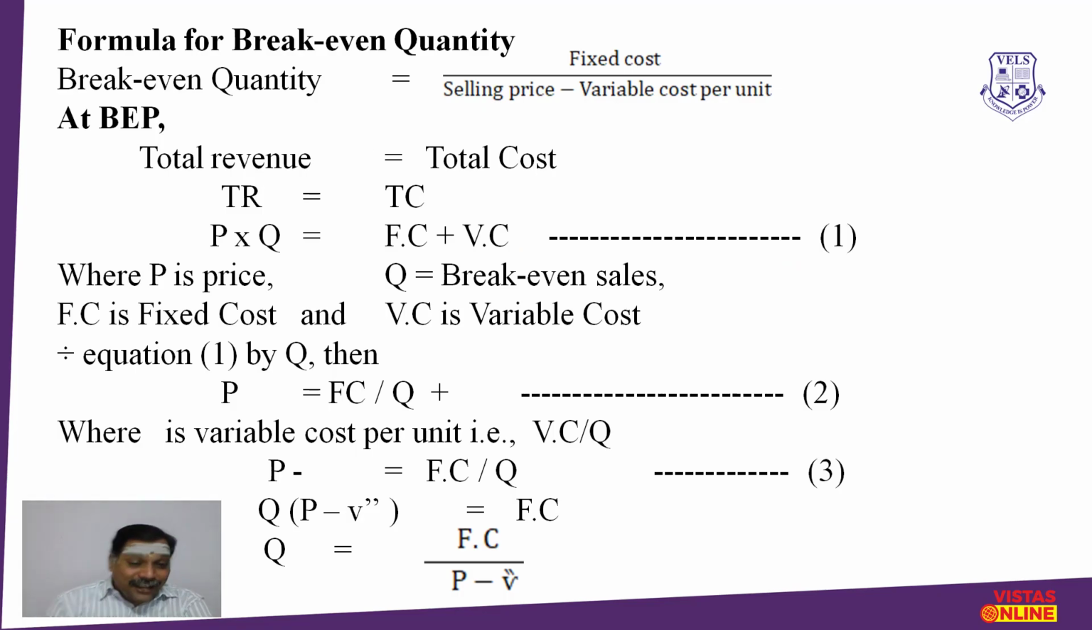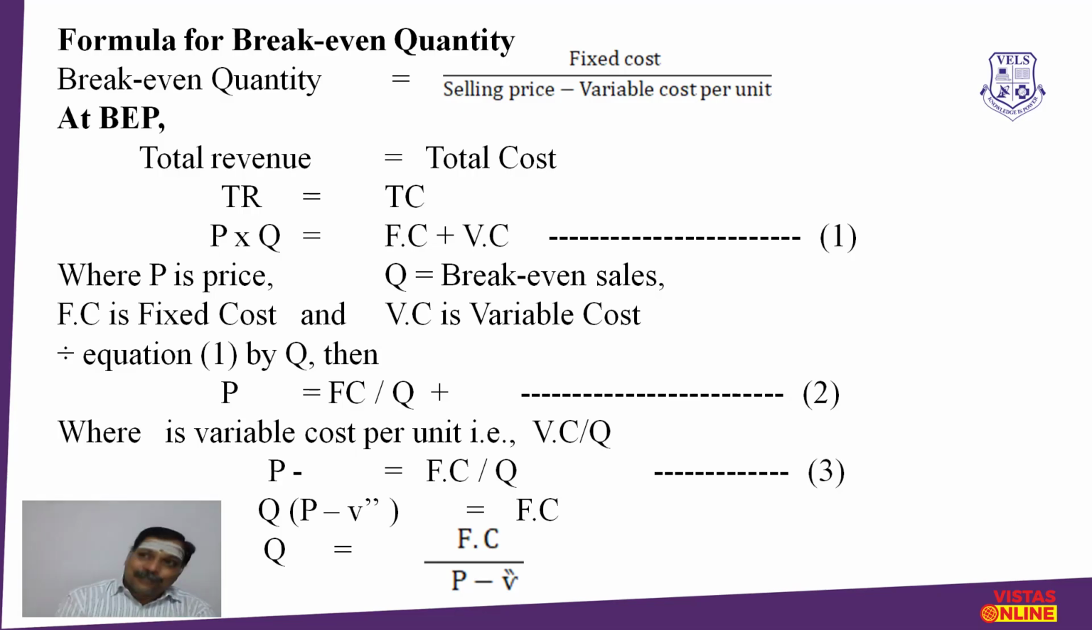How can we derive it? We already know the break-even quantity: fixed cost divided by P minus V bar, that is selling price minus variable cost per unit. So how can we derive that particular formula? Imagine at the break-even point, the cost and the revenue are equal. So total revenue equals total cost, that is TR equal to TC.